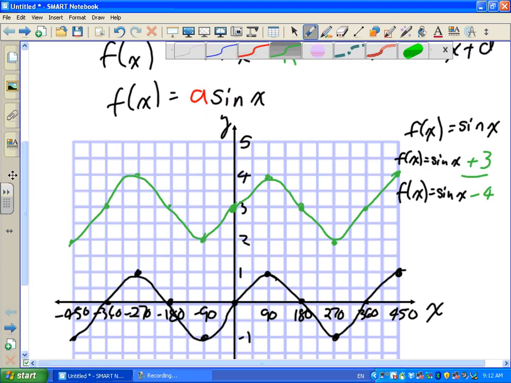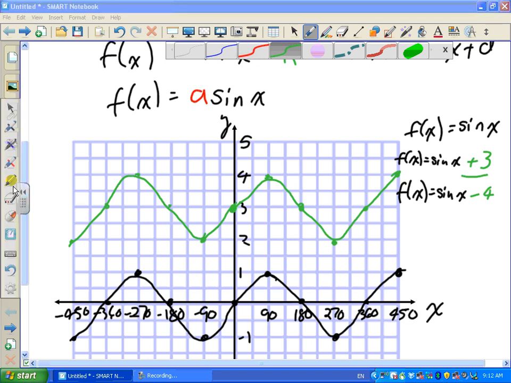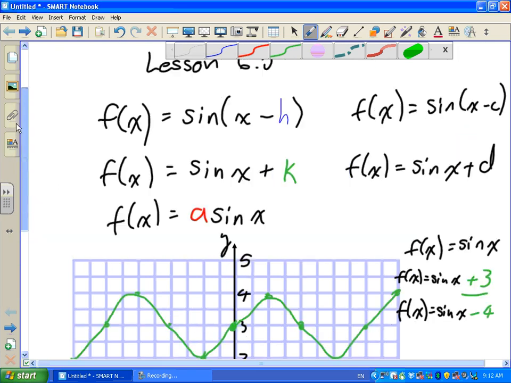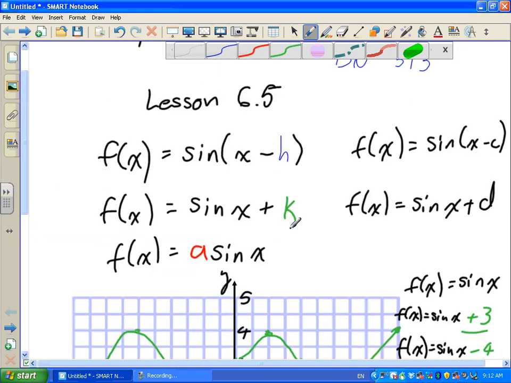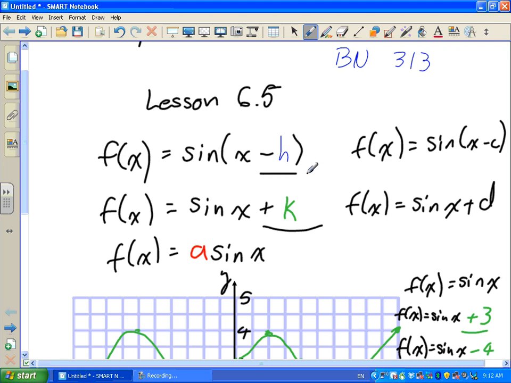That's movements of K. Next one we're going to deal with is our H. So right now we're doing them one at a time. I've only used the K shift. Now we're going to use the H.